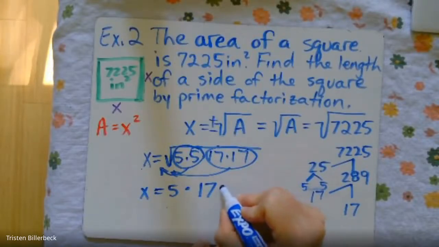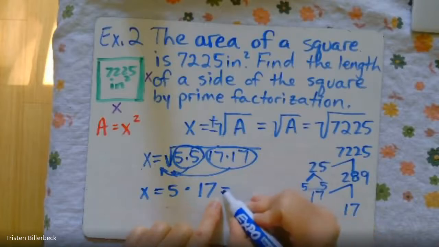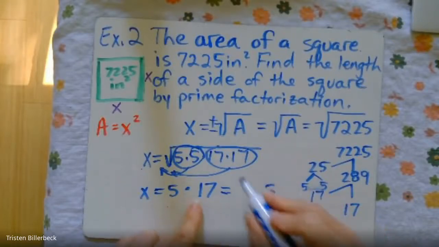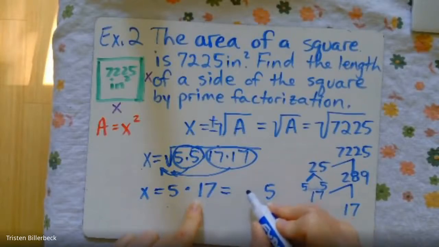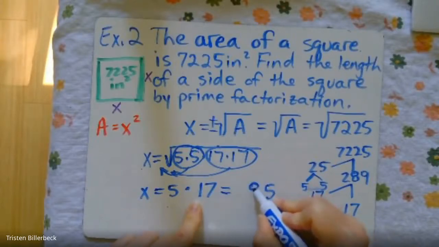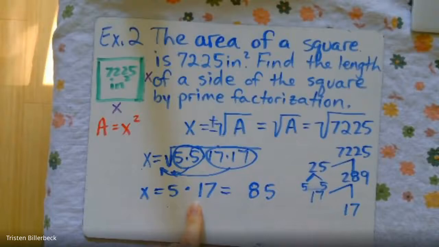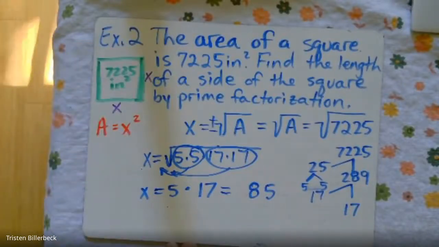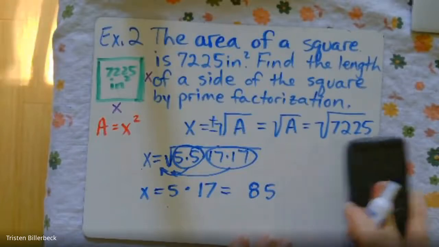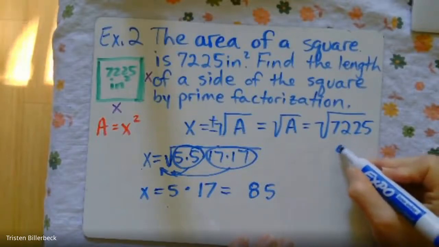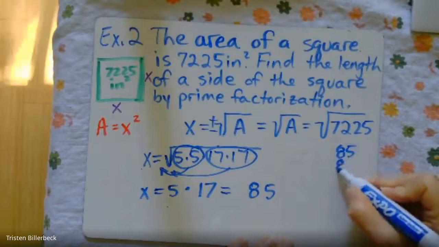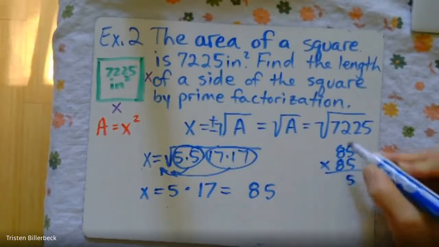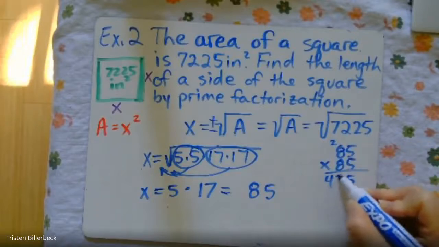Now we just have to know what is 5 times 17. Well, 5 times 7 is 35. Carry a 3. 5 times 1 is 5 plus 3 is 8. So that's 85. So each of these sides is 85. Now, if we double check that, and we should always double check, we can multiply 85 times 85, and we should get the right answer.